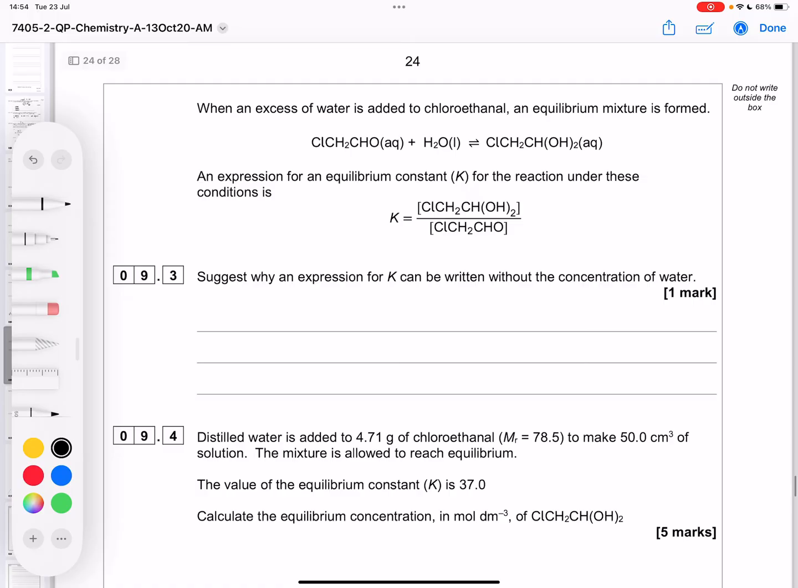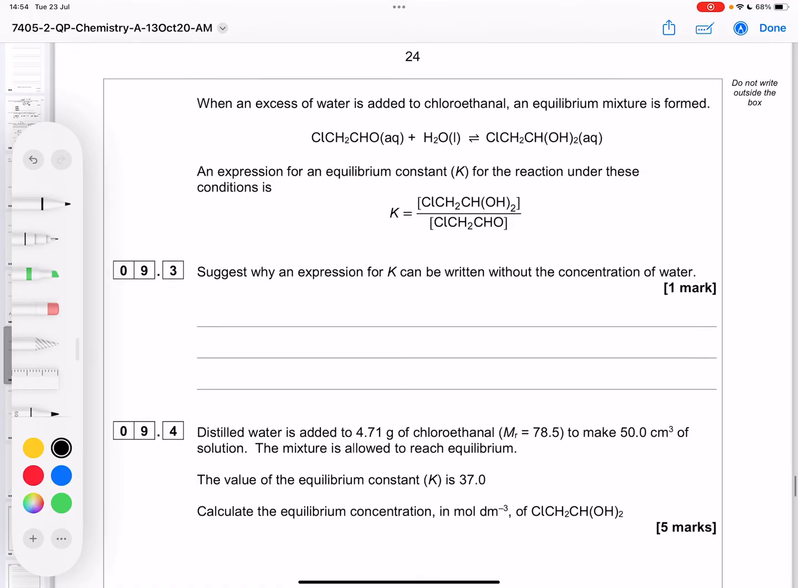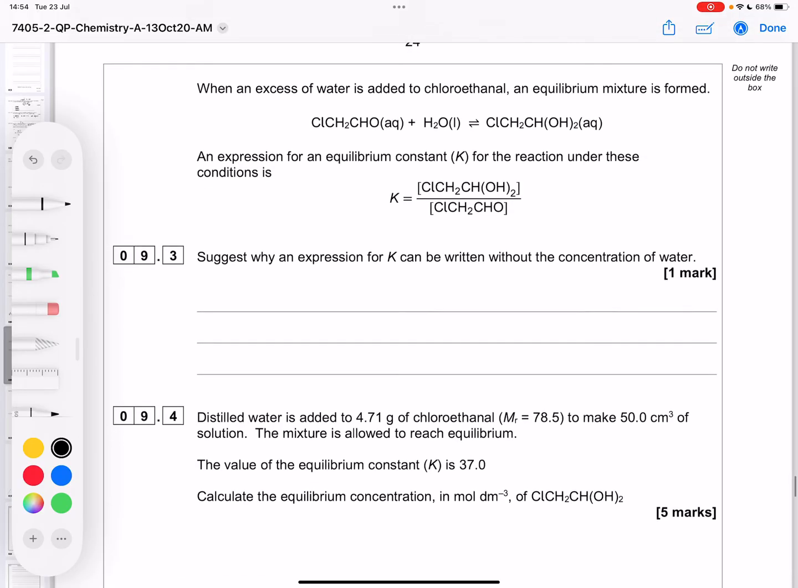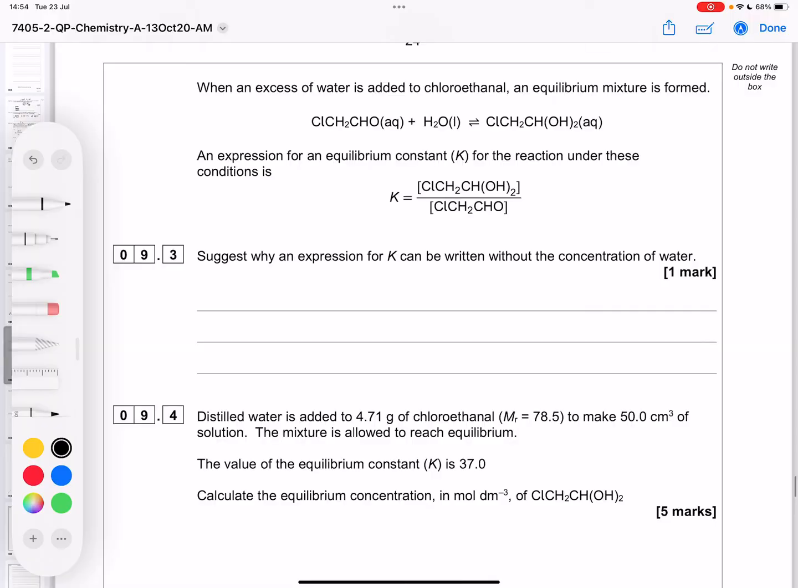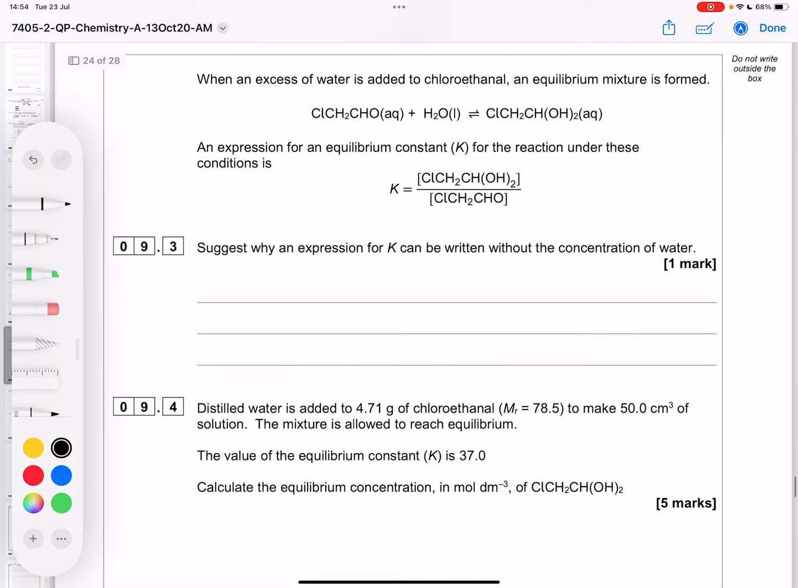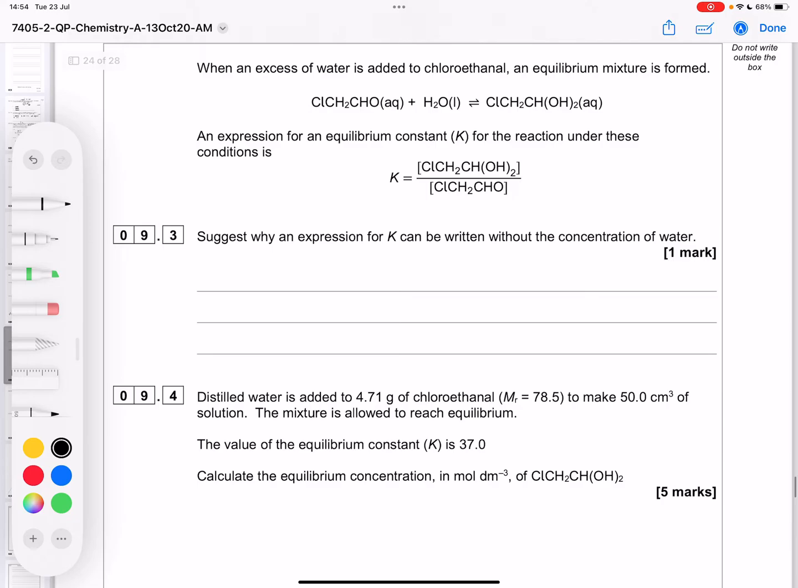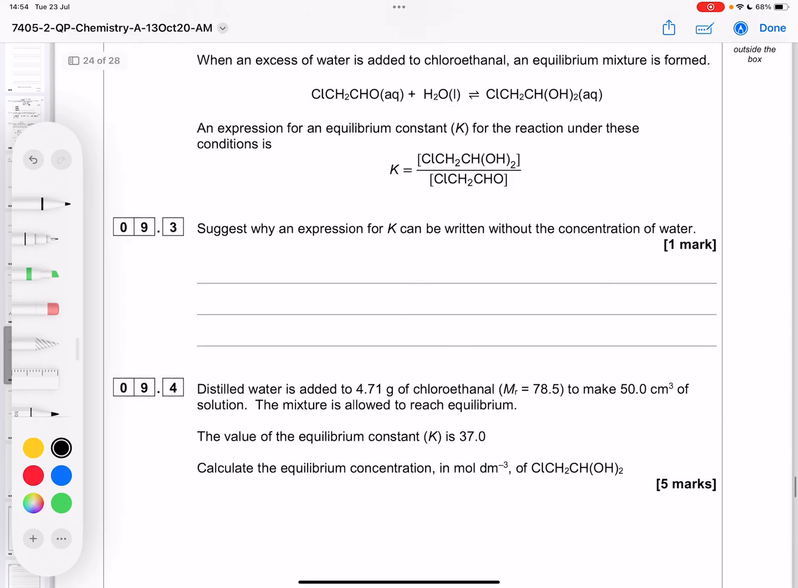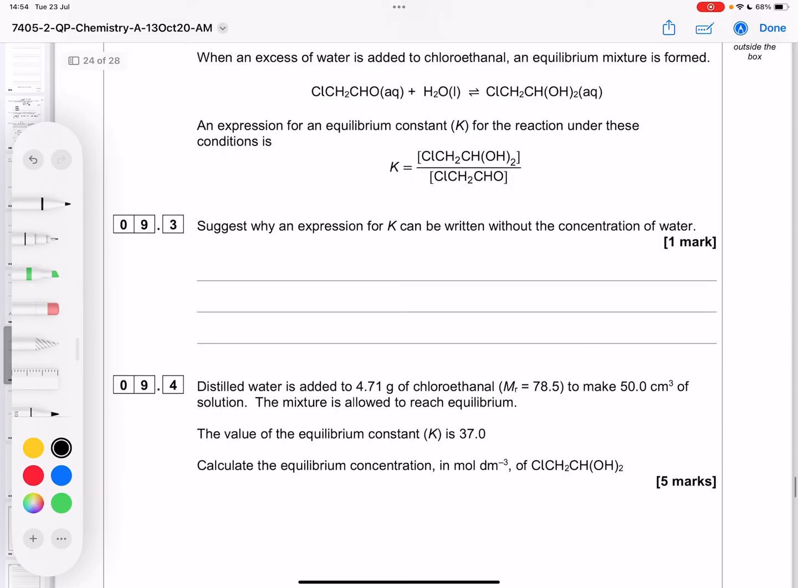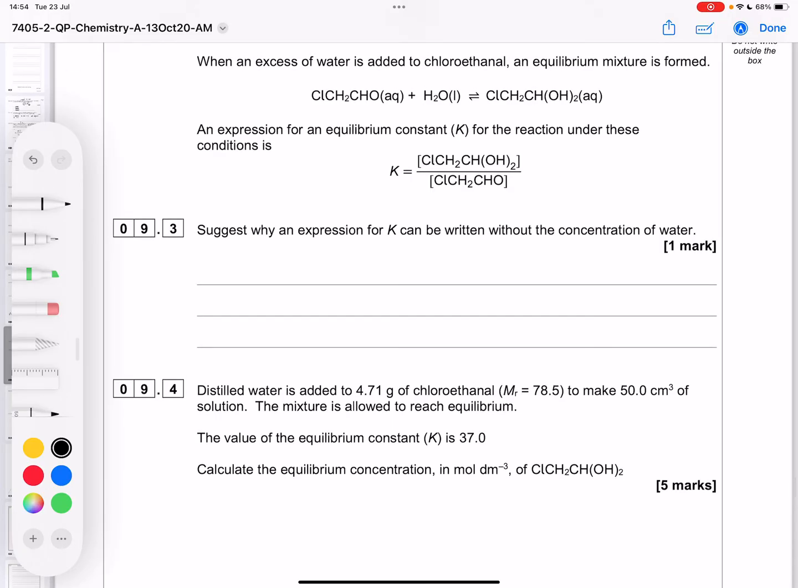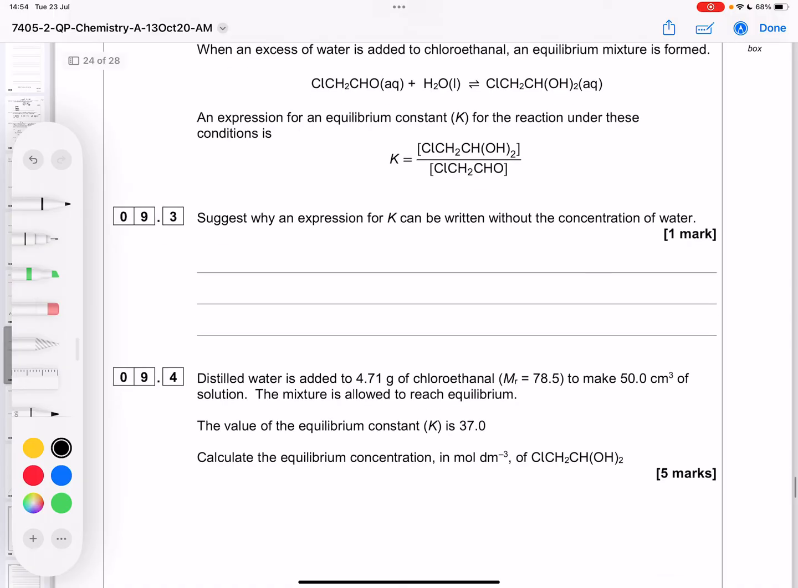When an excess of water is added to chloroethanol, an equilibrium mixture is formed. An expression for the equilibrium constant K for the reaction under these conditions is given there. Suggest why an expression for K can be written without the concentration of water. Well, we've put the water in excess, and also the other solutions are all solutions, so dissolved in water.